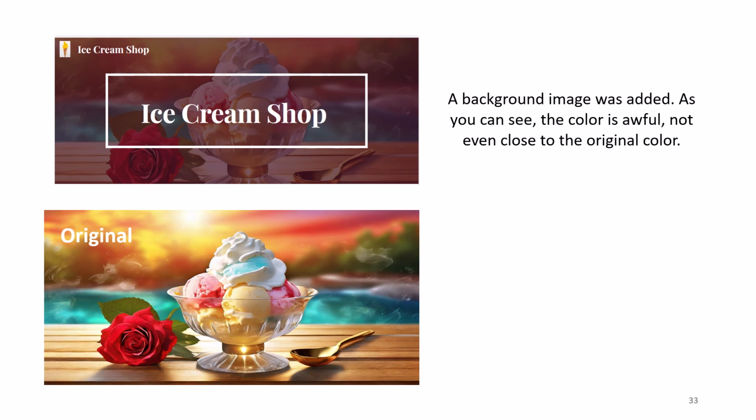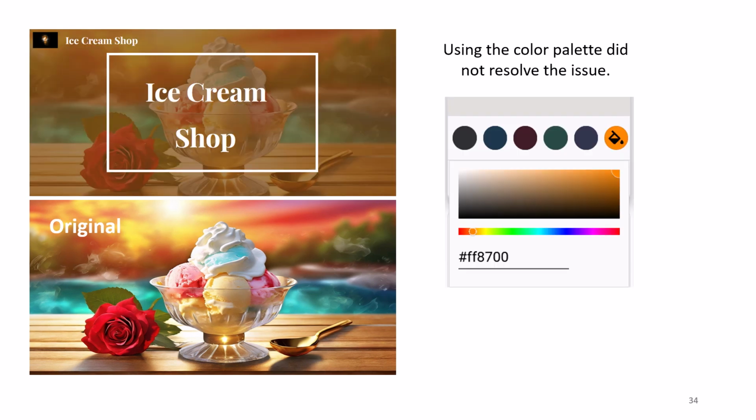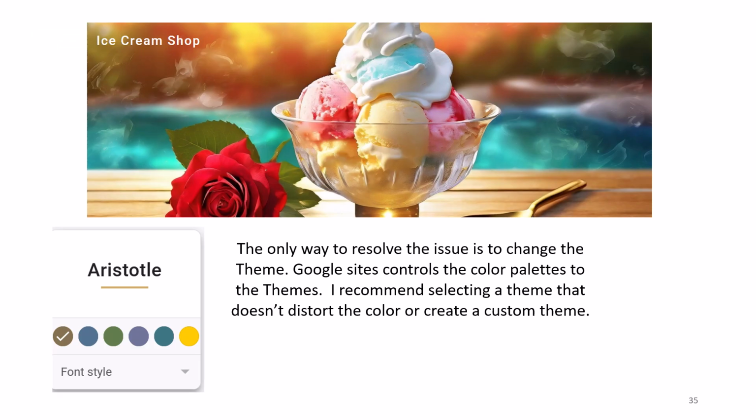A background image was added. As you can see, the color is awful, not even close to the original color. Using the color palette did not resolve the issue. The only way to resolve the issue is to change the theme. Google Sites controls the color palettes of the themes. I recommend selecting a theme that doesn't distort the color or creating a custom theme.